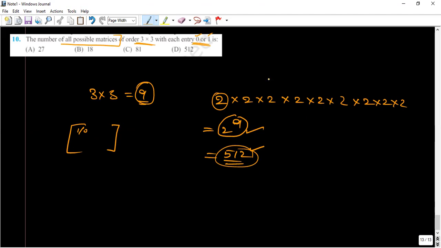This is an introduction class for matrices. What we have discussed is what a matrix is, what order is, what equality of matrices is, what the types of matrices are, and how we find the order if they give the number of elements, and how we find the number of elements if they give the order. This is a small introduction about matrices, and we will continue the remaining topics in the next session.